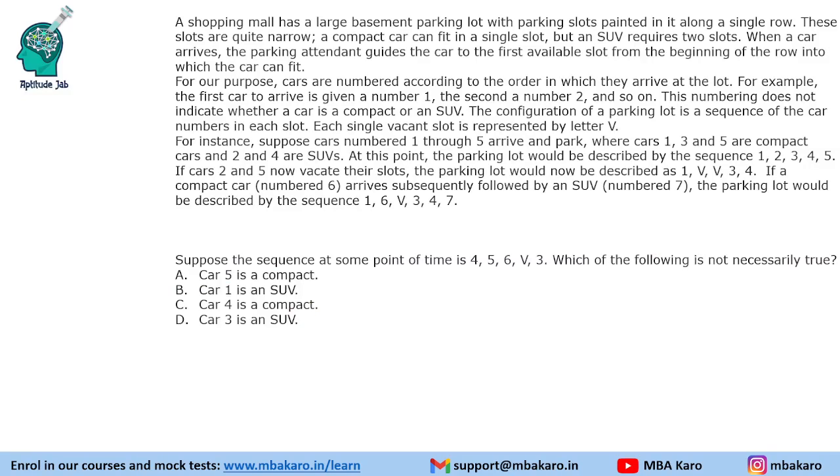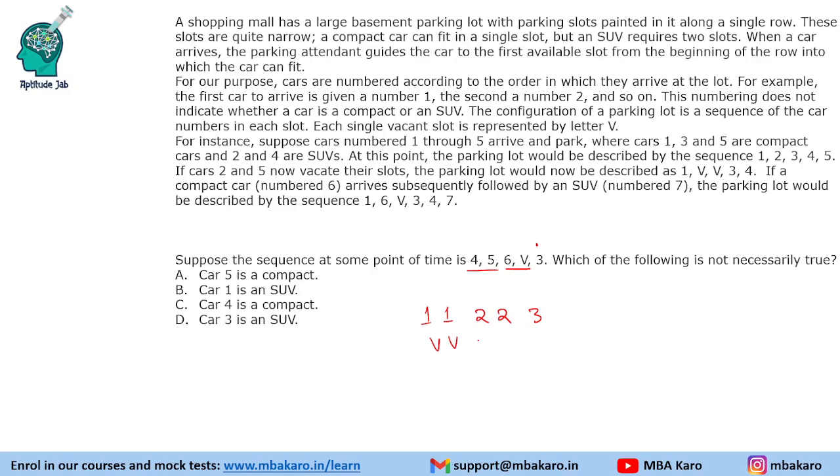Next question. Suppose the sequence at some point of time is 456V3. Which of the following is not necessarily true? Now if we see car number 3 and there are 4 slots before it. So ideally before car 3 there will be 2 cars that must have come. So that means four slots will be taken by two SUVs. So 11223 was the original configuration. Then one must have left.